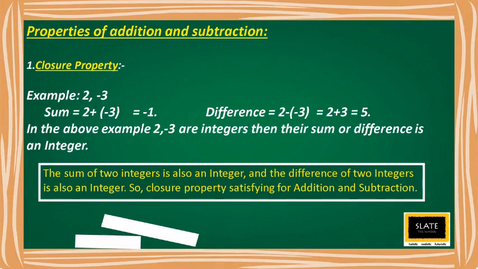Now let us find the difference of 2 and minus 3. Difference equal to 2 minus minus 3. That gives you 2 plus 3. That is equal to 5. 5 is also an integer, right?